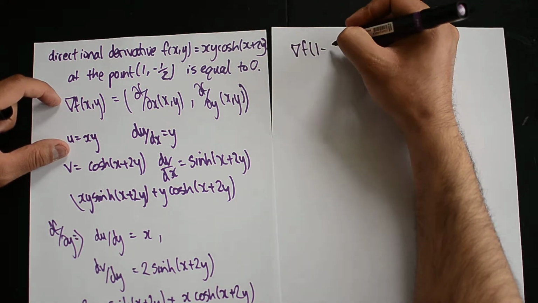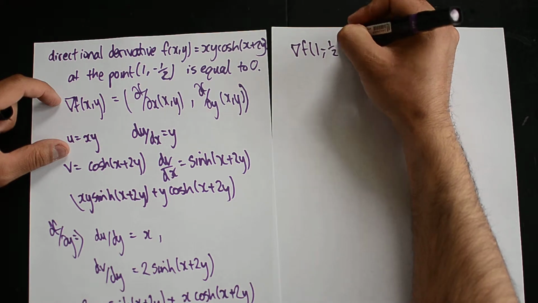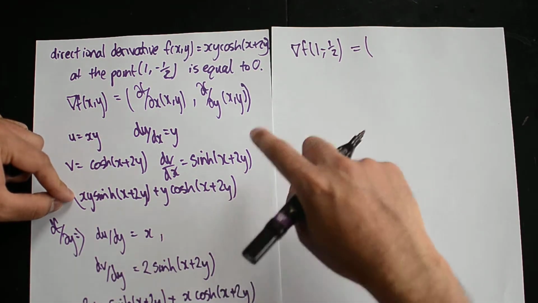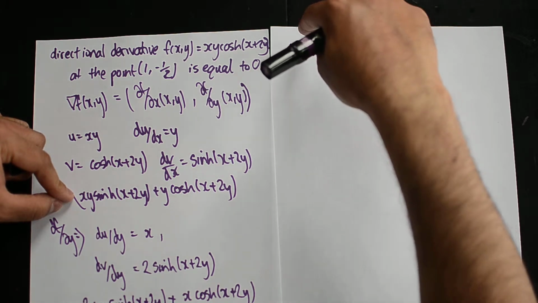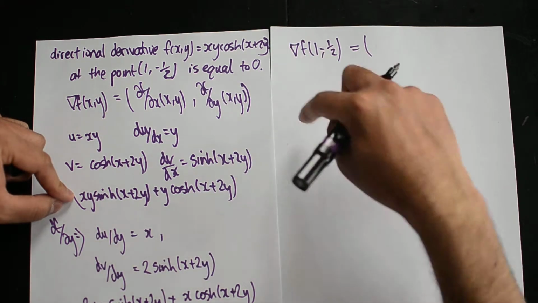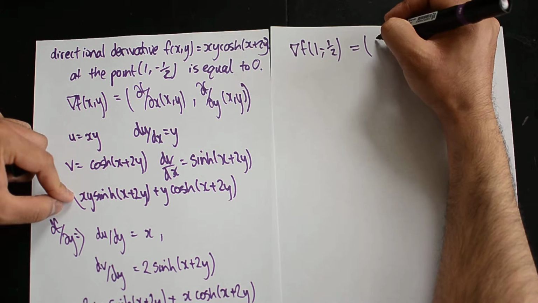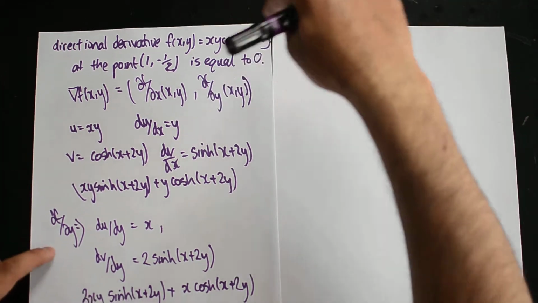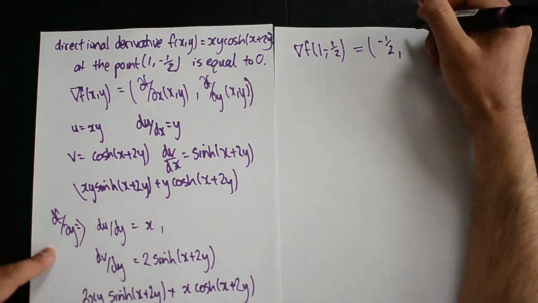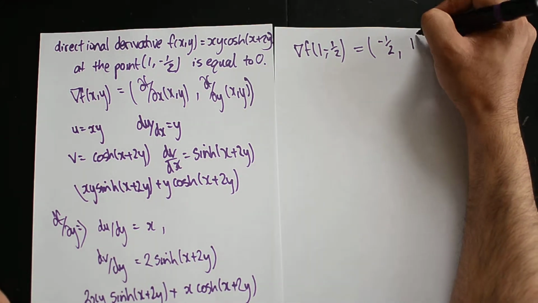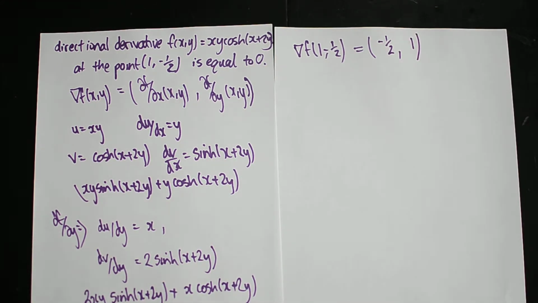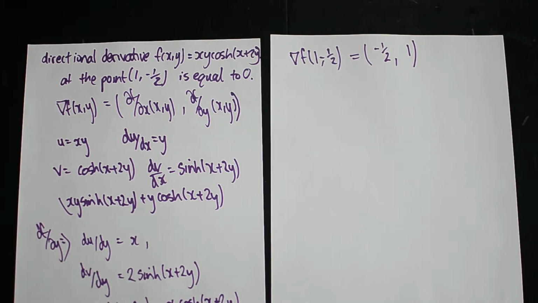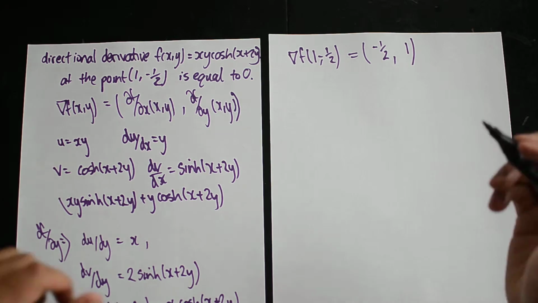That means my nabla of f, plugging in (1, -1/2). If you follow this through, I should get -1/2 as my df/dx, and then if I plug in 1 and -1/2 into this, you should get 1. So that's the easy part, I suppose. Now this is something that might be new for you. You've got to remember it.